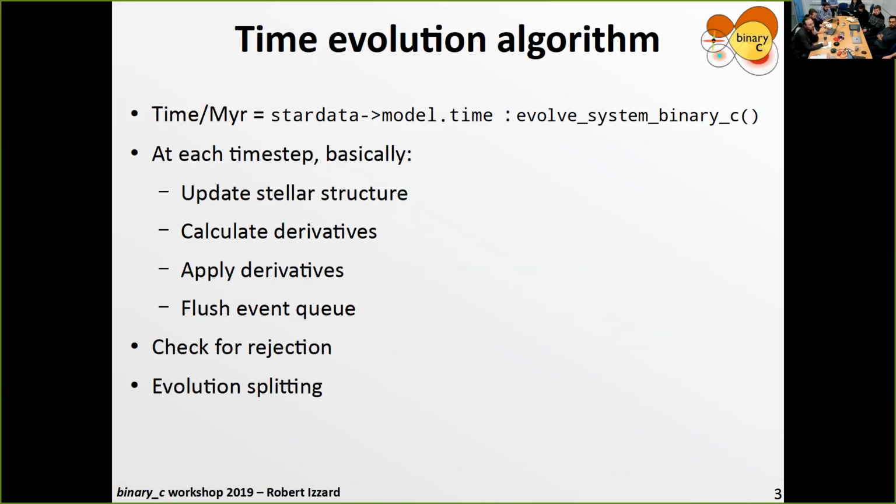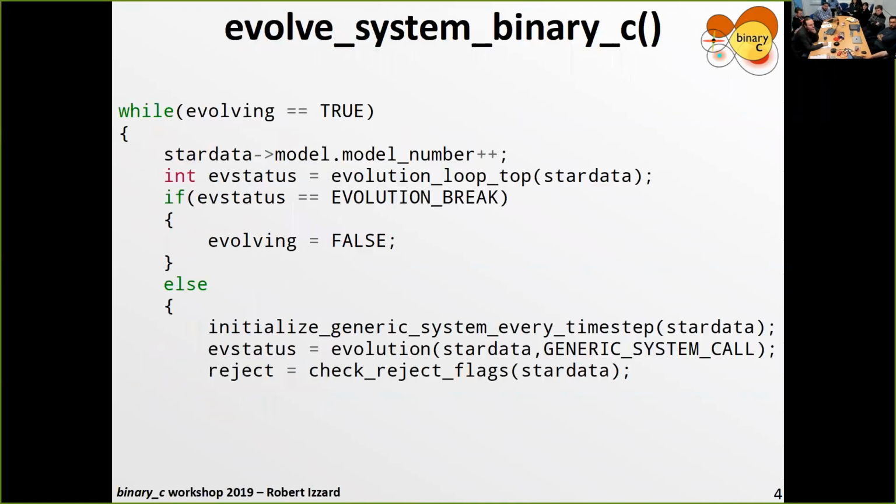That's quite easy. So at each time step, what we do is we update the stellar structure, we calculate derivatives, we apply those derivatives, and then we flush what's called the event queue at the end. I'll talk to you about what these are. We then check for a rejected system. This is when things go wrong. And we do something called evolution splitting, which is handy for people doing supernovae.